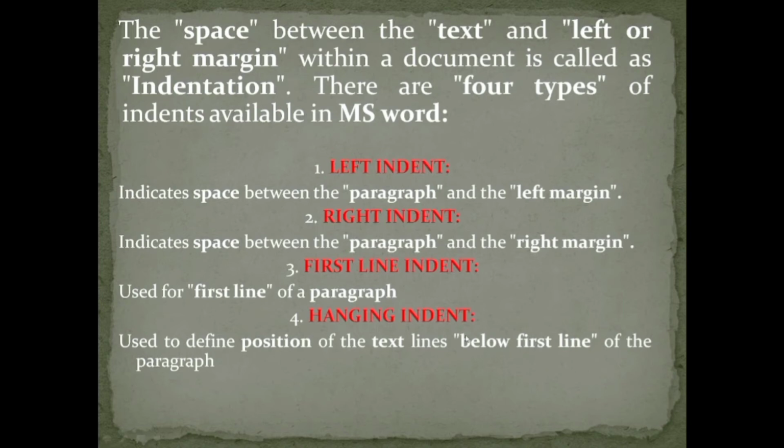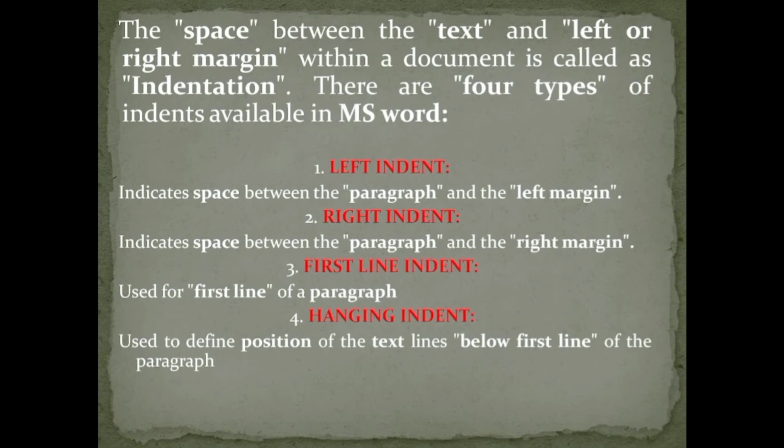The next is the first line indent. The first line indent is used for the first line of a paragraph. The next is the hanging indent. It is used to define the position of the text lines below the first line of a paragraph.